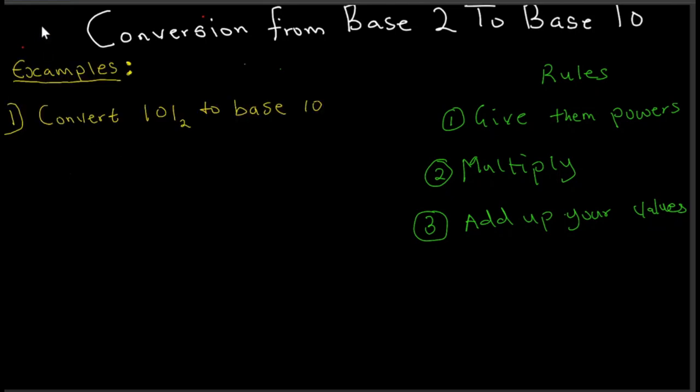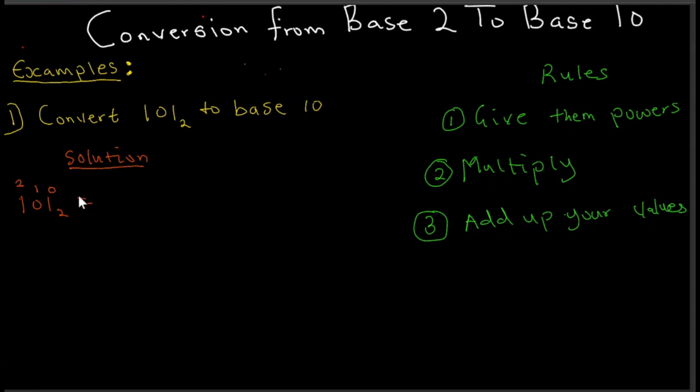This example says convert 101 base 2 to base 10. Following our rules, this is how we do it. So, solution to this problem. Following our rule, the first thing says give them power. So let's write down our number: 101 base 2. Give them power. You start giving them power from 0, okay? From 0. And your 0 starts from your right side. So power 0, power 1, and power 2. And if the number continues, you continue as well.